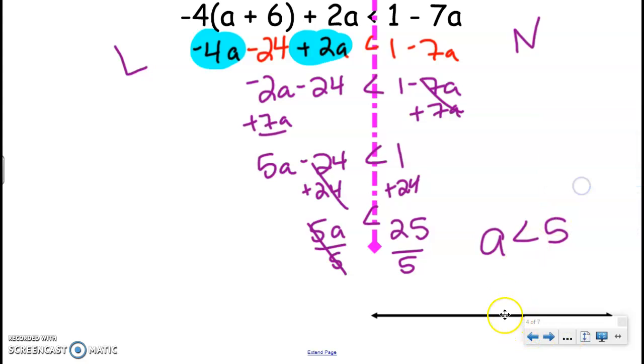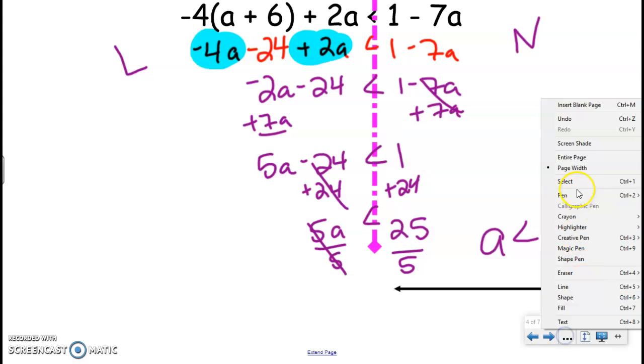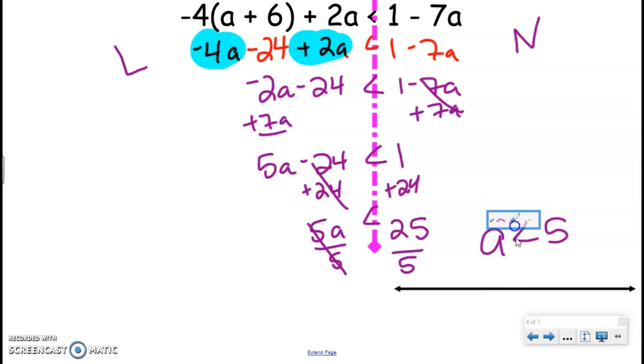We are going to go ahead and graph that on the number line. I'm going to plot my 5, and put a couple numbers in on either side. Okay, we're going to do an open dot because it's not equal to, and then my arrow tells me I need to shade to the left. And that's it. Let's do the next one.